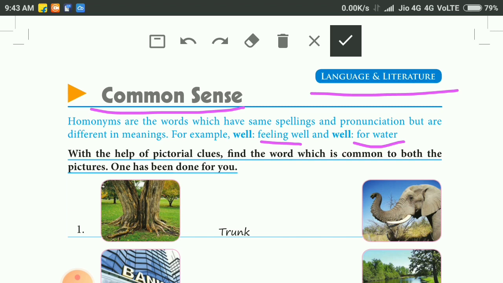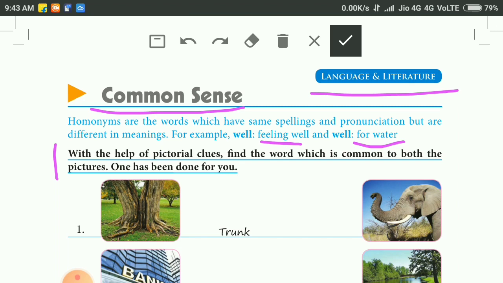This is page number 5 of your GK book. In this page you can see some pictures are given below. And what you have to do? With the help of pictorial clues, find the word which is common to both the pictures. One has been done for you. You have to see the pictures and with the help of pictures you will write the correct word which will be of the same spellings and pronunciation.